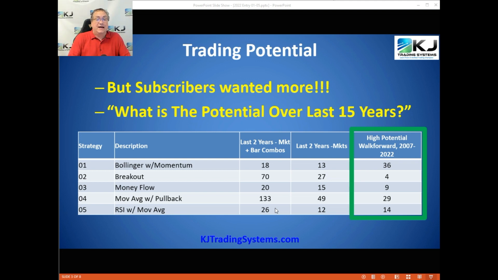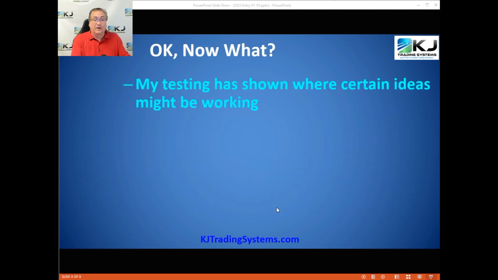So this data gives you an idea of what kind of strategies you might want to test first, because you want to test the ones with high potential. So if I was just starting out testing, I'd be doing the Bollinger Band, I'd be doing the moving average with pullback. Those would be the ones where I'd probably most likely find a good strategy out of these 5. Now, I'm going to be doing future videos with a lot of other entries, and so we'll see. Can something beat these? Probably, but we'll see. We'll see what happens. So again, my testing is just showing where certain ideas might be working.